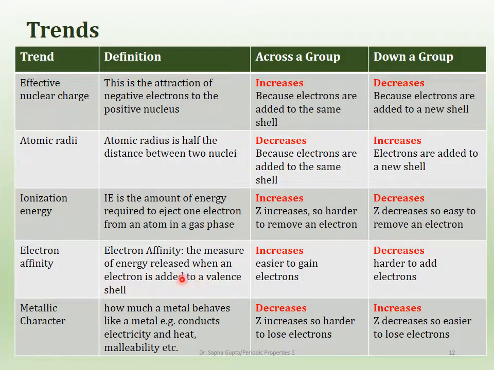Electron affinity, measure of energy released, increases as you go across, which means it's easier to gain electrons. It decreases as you go down, which means it's harder to add electrons. And then the metallic character decreases as you go across, increases as you go down a group.